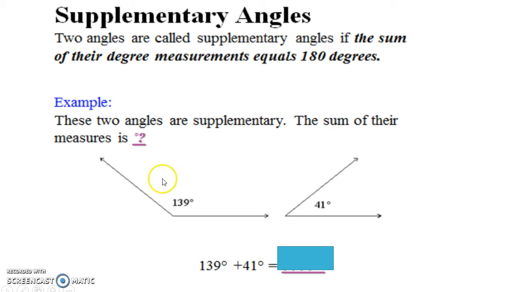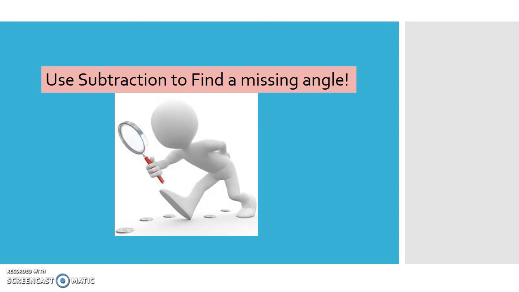Again, here's another look at it. This time the angles are not pasted together, but they are still supplementary because the sum of their measures, 139 degrees plus 41 degrees, gives you 180 degrees. So it makes them supplementary angles.